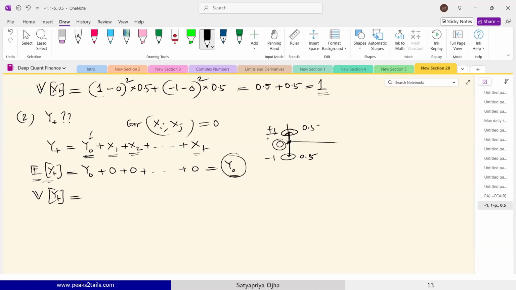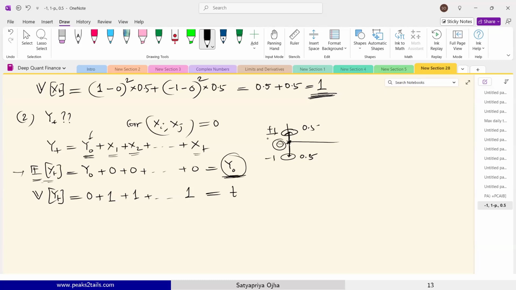So I can write variance of the sum is sum of individual variances. There will be no covariance term because all of the correlations are zero. Variance of y0 is zero. Variance of x1 is 1. Variance of x2 is 1. Variance of xt is also 1. How many ones we have? T number of ones. So the variance of yt is t, which is interesting because expectation is fixed, y0.